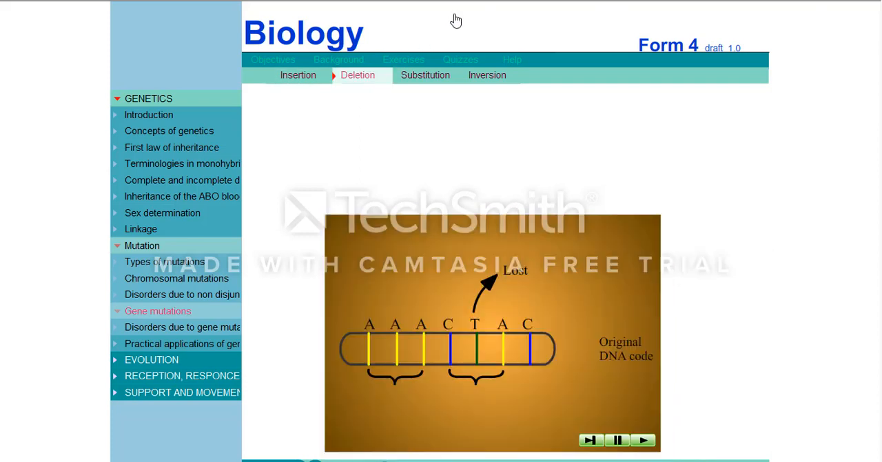Deletion. It refers to removal of a gene portion. For example, if a gene is deleted from its position, the base sequence becomes altered. Play the animation to see how deletion occurs.